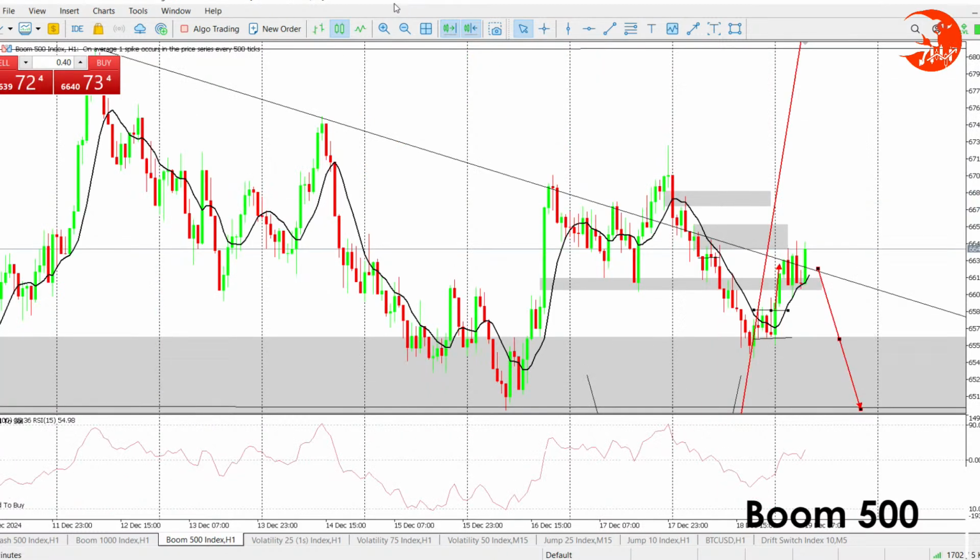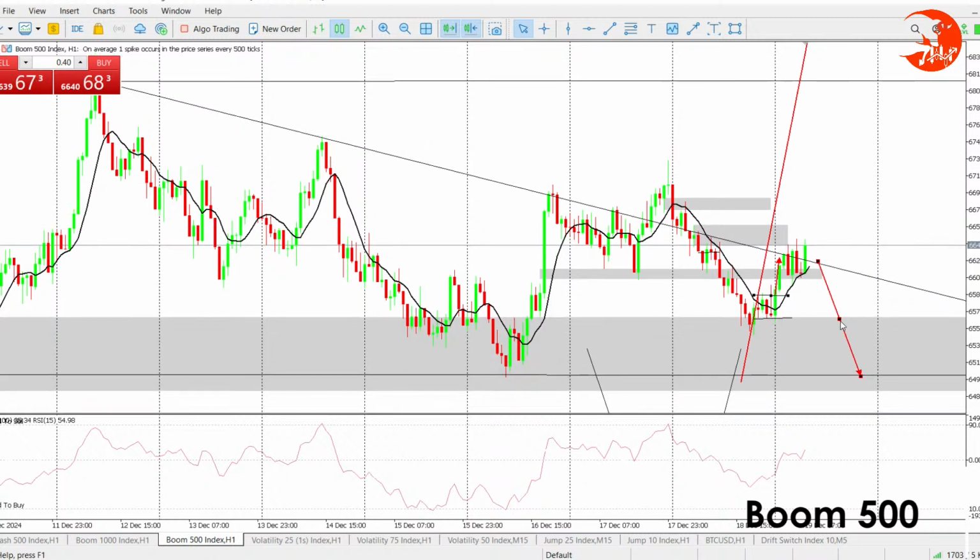So now heading back to H1, I will relieve my arrow there. Let's see. So that has been reached. This was a change of character right here on H1. If I can use it like that, that was a change of character. Came and tested a fair value gap after the change of character there.